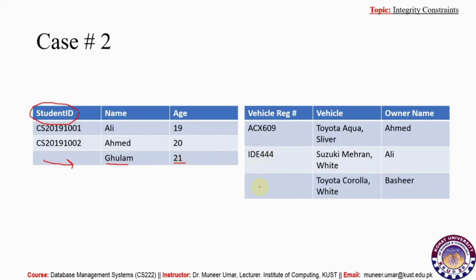In the case of vehicle, we don't have a value for the primary key attribute, so this vehicle cannot be searched in the database table. It cannot be uniquely identified, so this is also an issue.